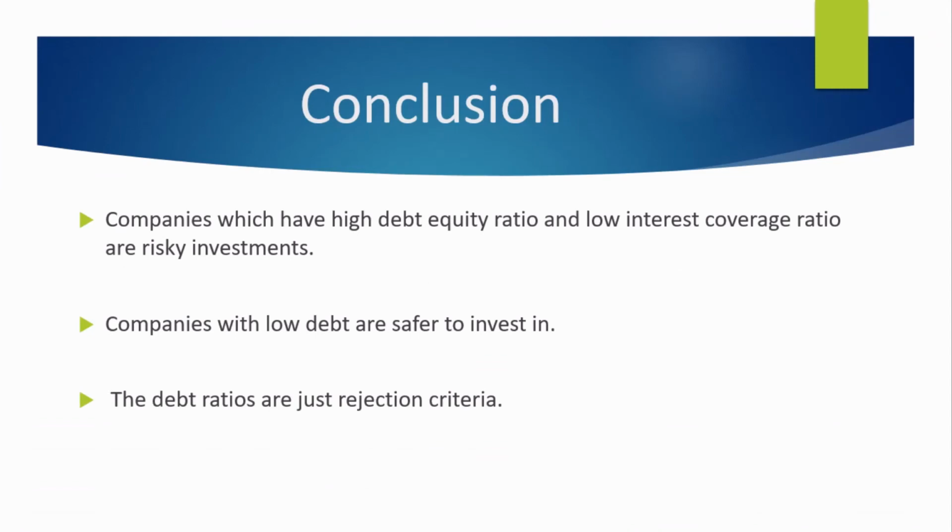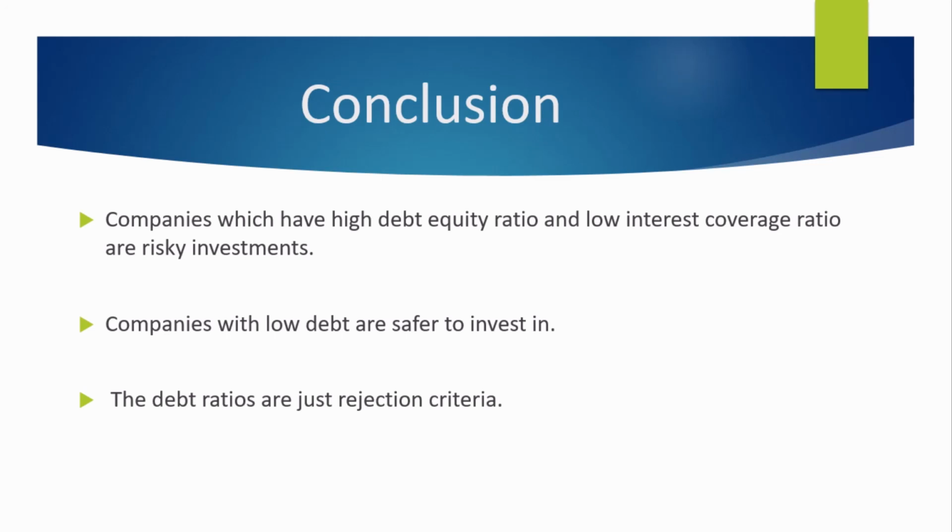Let's draw a few points of conclusion for this video. We can conclude that the companies which have high debt equity ratio and low interest coverage ratio are riskier investments than the ones that have low debt equity ratio and high interest coverage ratio. The companies like TCS, which have low debt, are better placed to face challenges arising within the economy or the industry. Having said that, it does not mean that we can invest in any company which has low debt equity ratio. The debt ratios are just rejection criteria.